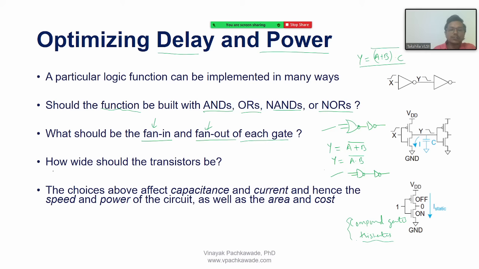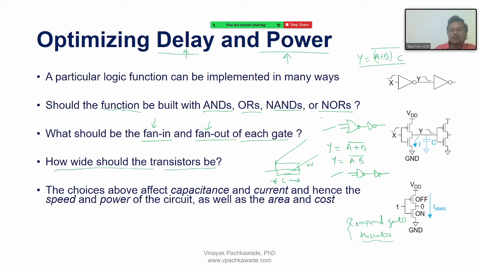But then next question during the circuit design is how wide the transistor should be, right? So we know the width of the transistor, and we know that there is a length of the transistor that we'll see. This is the length and that's the width. So we have to consider all these parameters to minimize the delay and the power. We have understood what is delay, what is power, and how to minimize them.